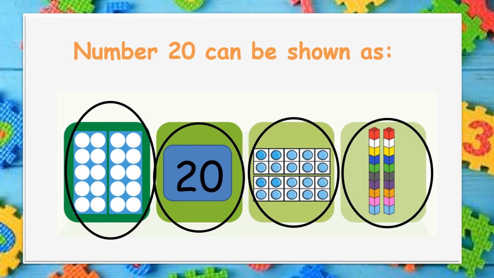And look at these blocks. Both the stacks are of equal height, right? That means both the stacks have 10 blocks each. 10 plus 10 is 20.